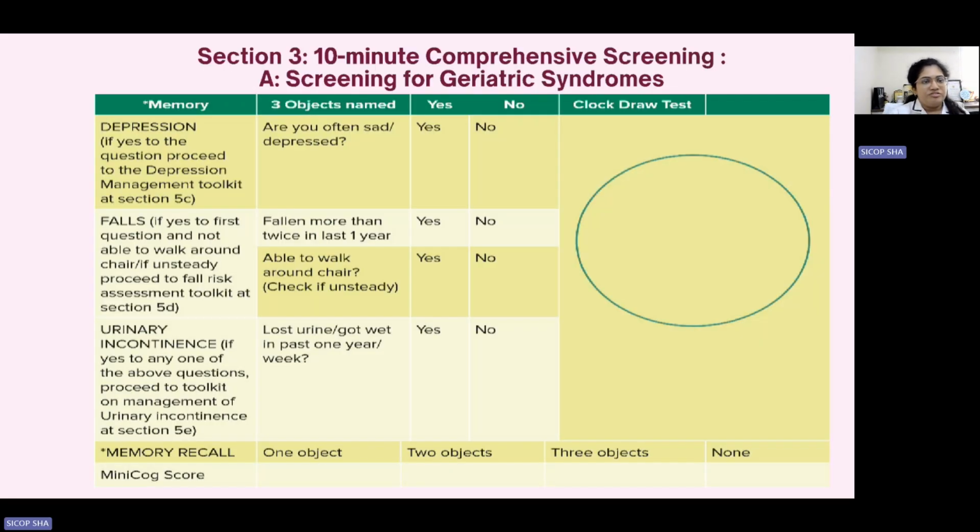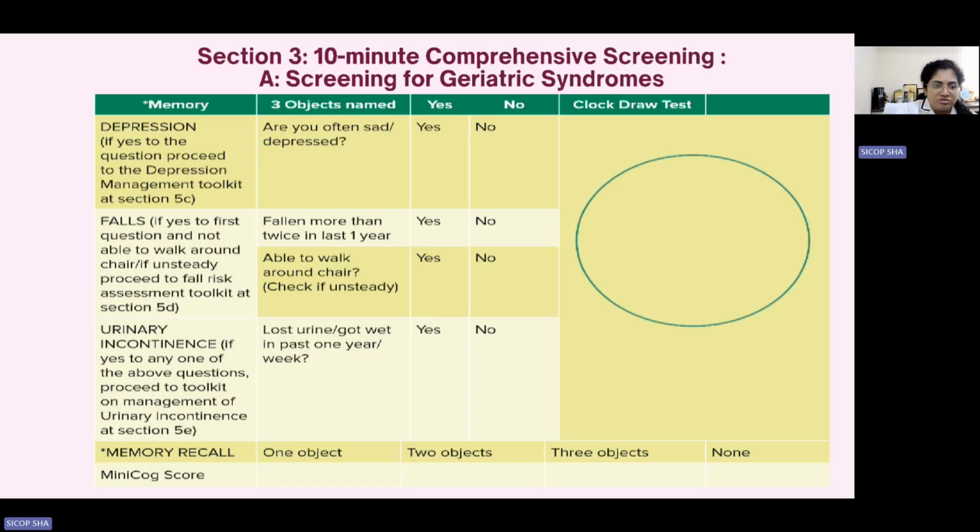So here we have this Section 3, 10-minute comprehensive screening, screening for geriatric syndrome. So here memory, depression. If yes to the question, proceed to the depression management toolkit at Section 5C. So the question is, are you often sad or depressed? Yes or no?